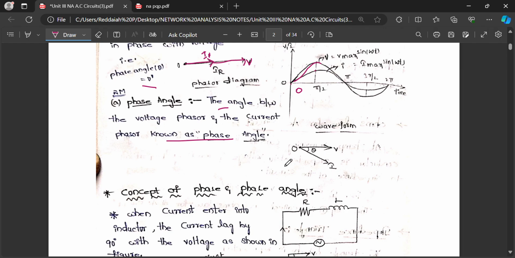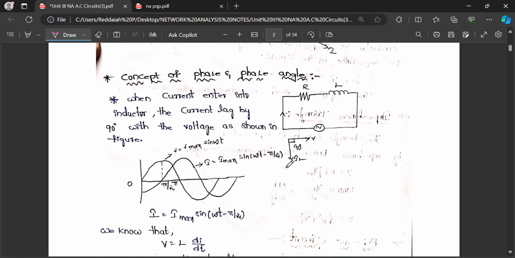Now when current enters the inductor, the voltage applied is V equal to V max sin omega t. It is pi, it is 2 pi, 1 cycle. When current enters the inductor, it lags by 90 degrees. This one is current entered to the inductor: I equal to I max sin (omega t minus pi by 2).